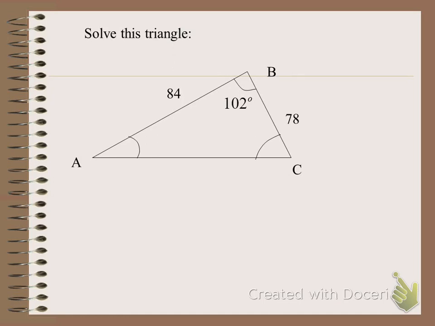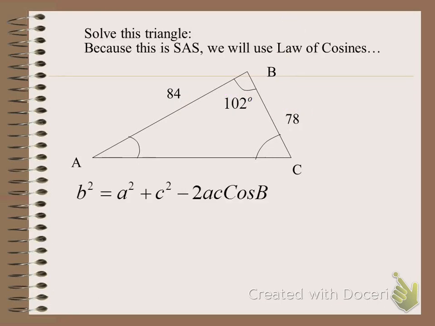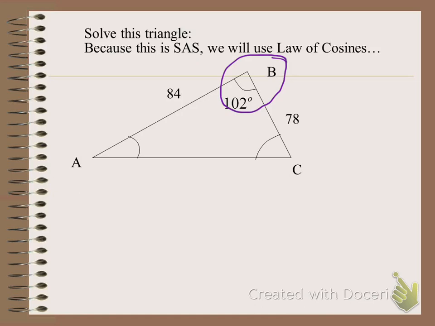What's the configuration of the three pieces of given information? Side, angle, side, right? SAS is law of cosines. Okay? The angle that you're given tells you which cosine to use. We're given angle B, so we're going to use the B version of the law of cosines.